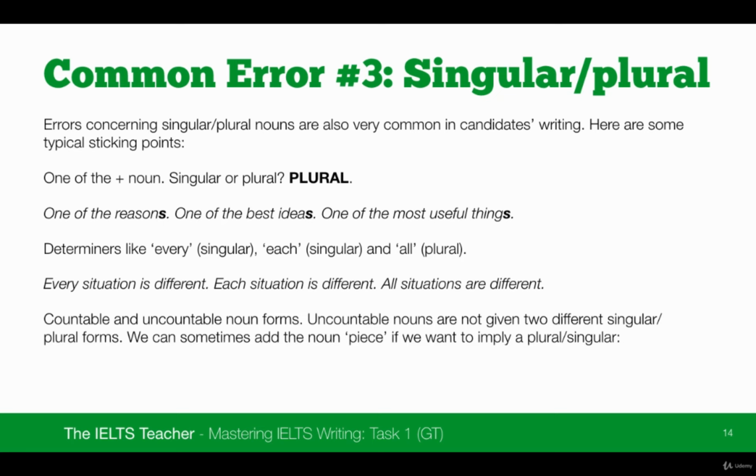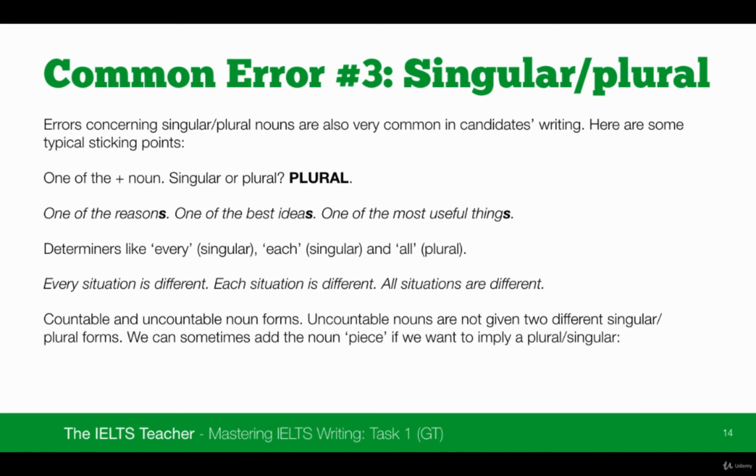And the other issue that's very common is countable and uncountable noun forms. Uncountable nouns are not given two different singular plural forms. We sometimes add the noun piece if we want to imply an individual one of these things. So if we want to imply plural singular aspects to an uncountable noun, we can sometimes use the noun piece. There are other words that can be appropriate.